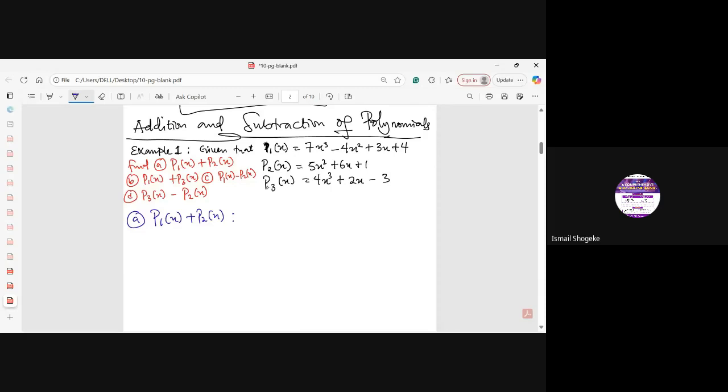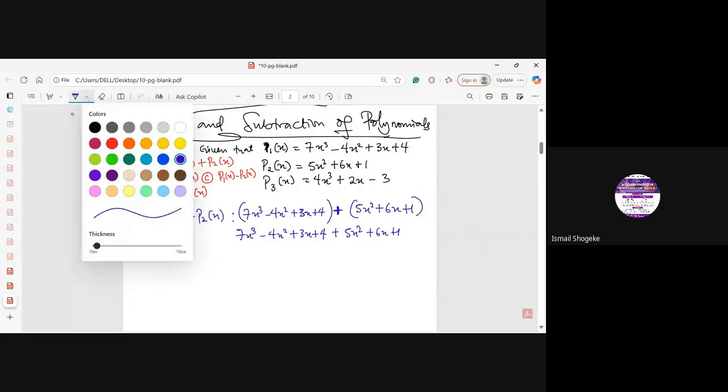So what is P1 of X? 7x cubed minus 4x squared plus 3x plus 4 in one bracket, plus P2 of X, 5x squared plus 6x plus 1. Now, there's a plus here, so nothing will happen to the right-hand side of the equation. So you can just open the bracket and say you have 7x cubed minus 4x squared plus 3x plus 4 plus 5x squared plus 6x plus 1.